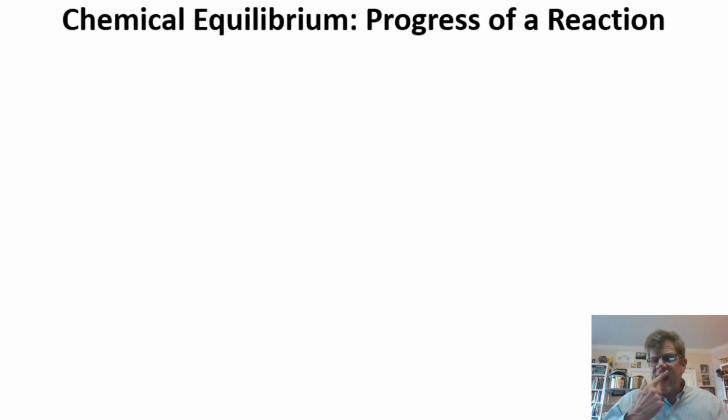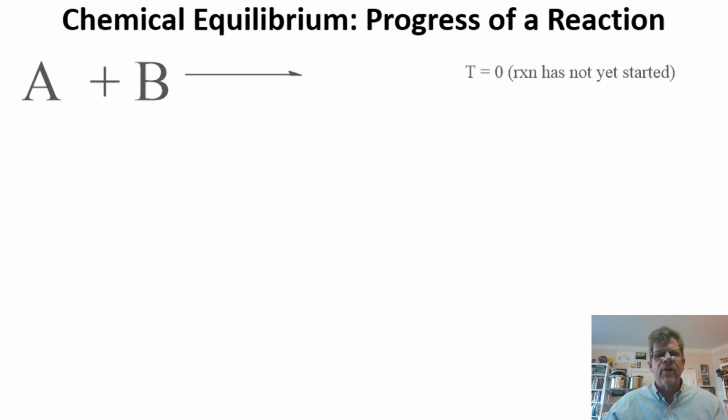So let's track the progress of a given chemical reaction, keeping in mind this idea of chemical equilibrium. What does this actually mean? We'll try to tie this in with reaction rate. Well, every reaction has a 0 point, a time where it's technically the starting point, where all we have are reactants in the reaction that is poised to move. So here we are at T equals 0. The reaction has not yet started.